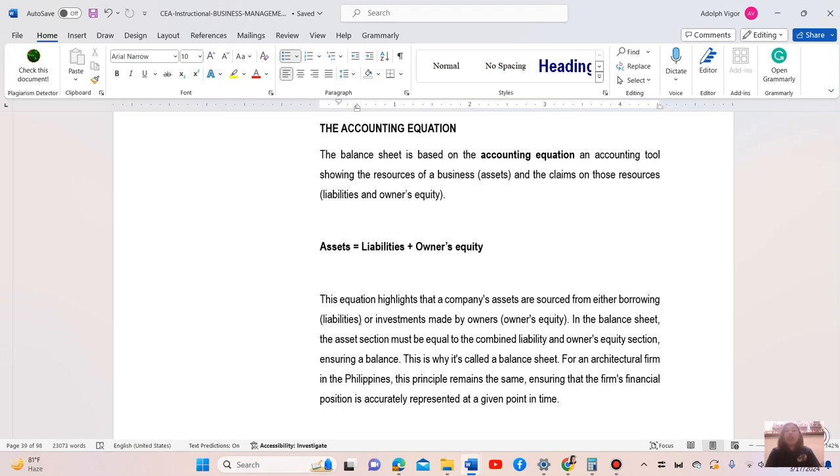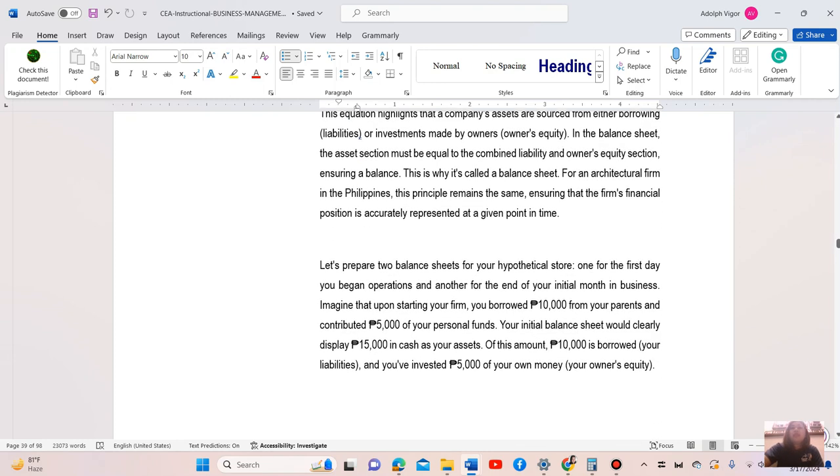In the balance sheet, the asset section must be equal to the combined liability and owner's equity section, ensuring a balance. This is why it's called a balance sheet. For an architectural firm in the Philippines, this principle remains the same, ensuring that the firm's financial position is accurately represented at a given point in time.